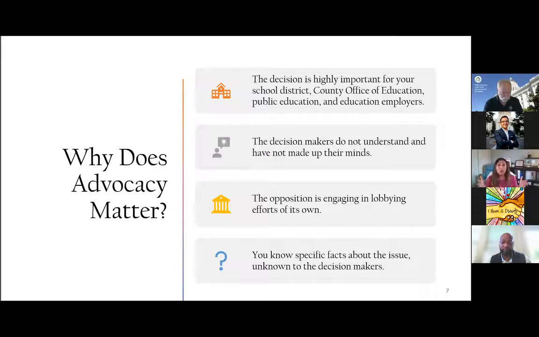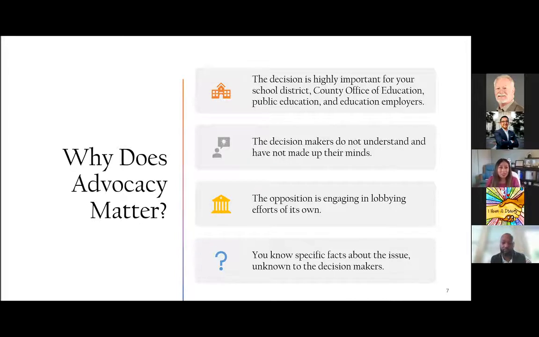And then you know the facts. This is your issue, and it may be an unknown to the legislature. So letting them know why it matters, telling your story is critical. And that's why advocacy truly does matter. If we are to be a representation of all of the constituents, we need to make sure that your voices are always at the table.